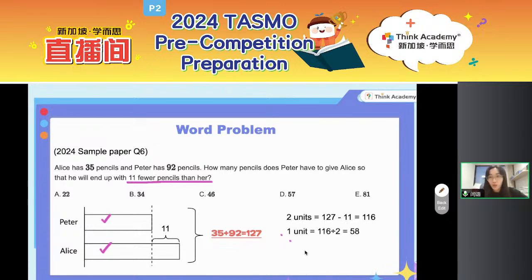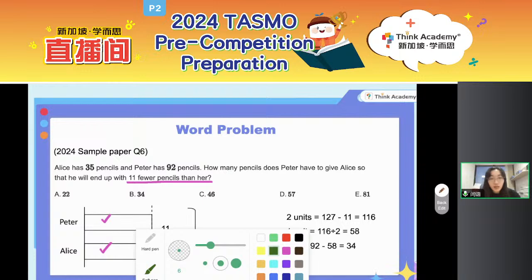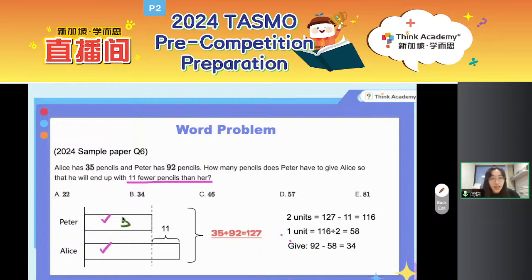Following this, what can we get? 116 divided by 2, that is 58. So for 1 unit, that is 58. Then back to the question. Now Peter only has 58 pencils, right? But originally he had 92 pencils. So the difference here is how many pencils he gave to Alice. So the difference is 92 minus 58. The answer is 34. Yes, B is the answer.